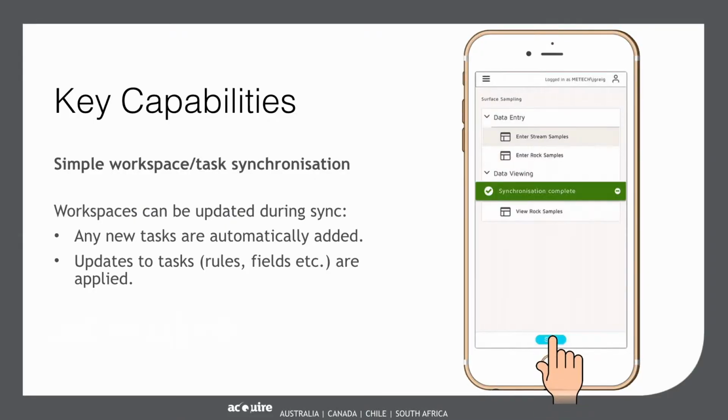An example might be that at the start of a campaign you're doing sediment samples, and then as the campaign progresses, you might start to move on to rock chip sampling. When that task is added into the workspace and the user synchronizes the app with the server, that new task will appear, and they can go on and use it to continue with the campaign.